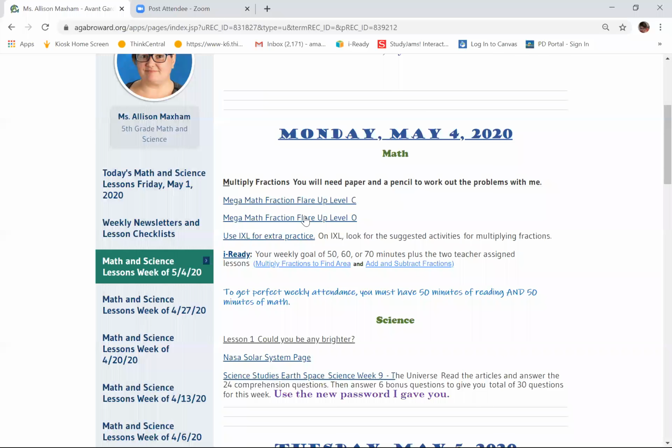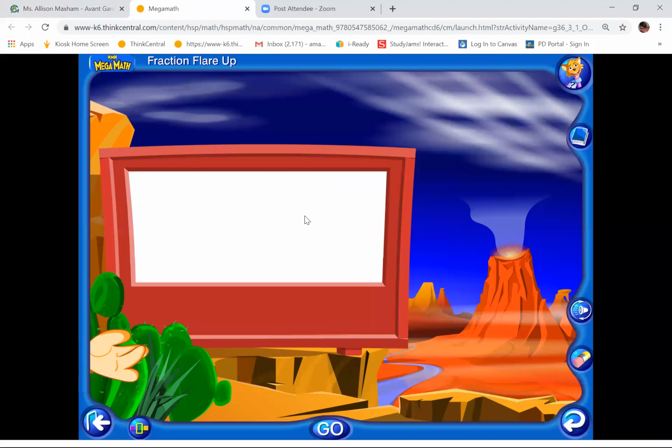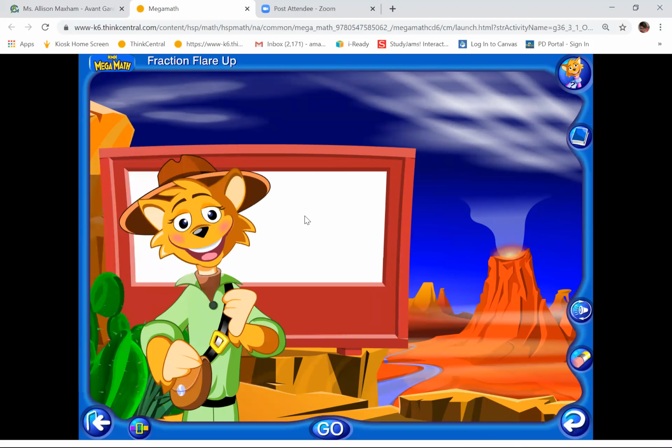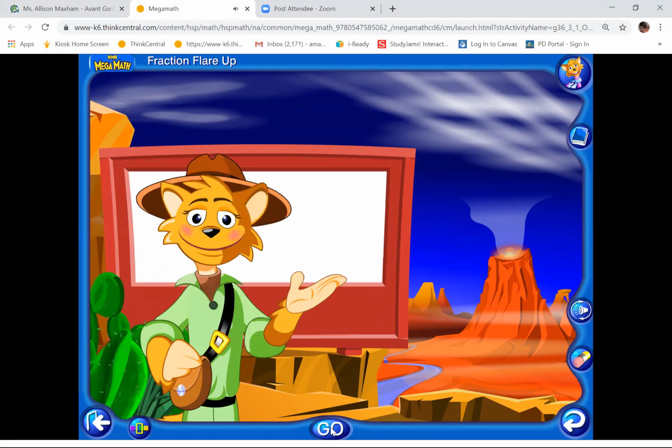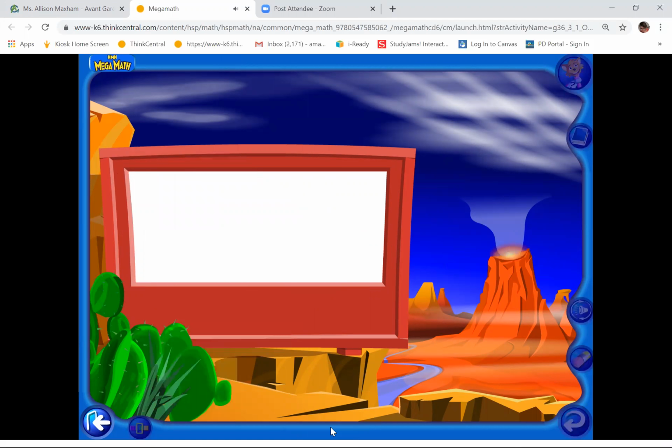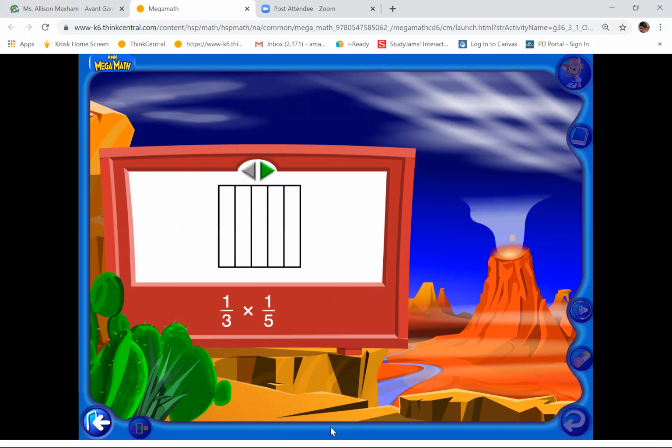When you're finished with that, go to level O, letter O. And with MegaMath, hi Penny, welcome, the higher up on the alphabet, the more challenging it is. So level C is not very challenging, but level O is.